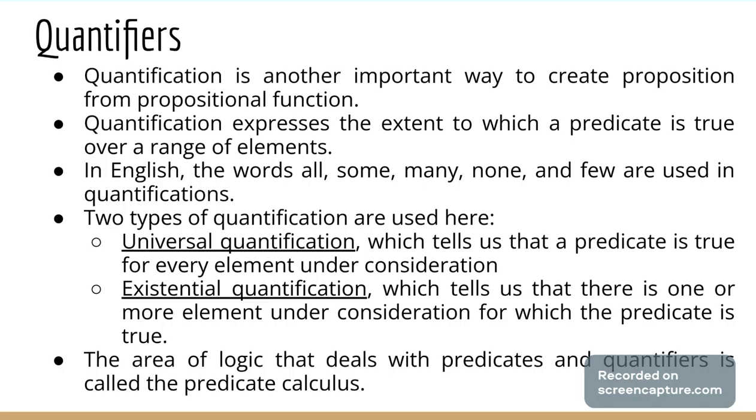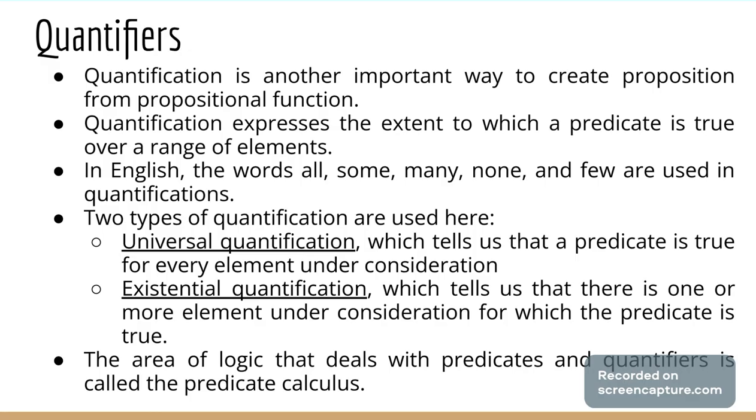Okay, the predicate for all x, p of x. If I say that, it means that for all x values in that particular universe, p of x should be true. The predicate should be true. So that is the universal quantification.